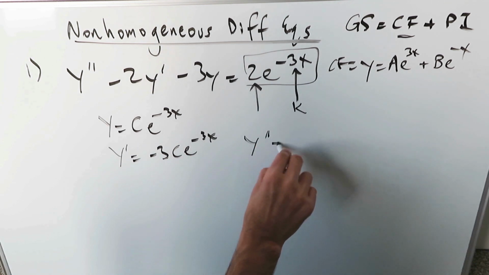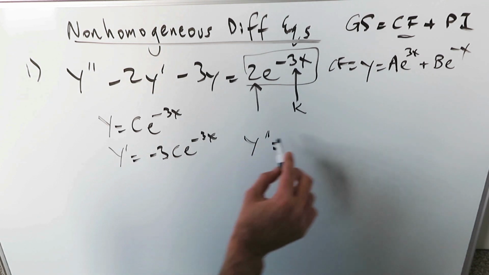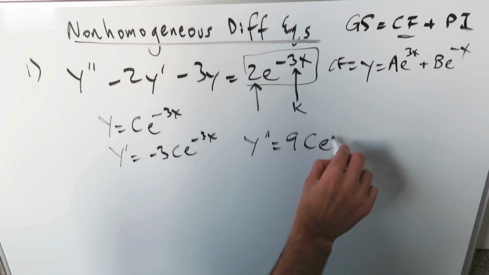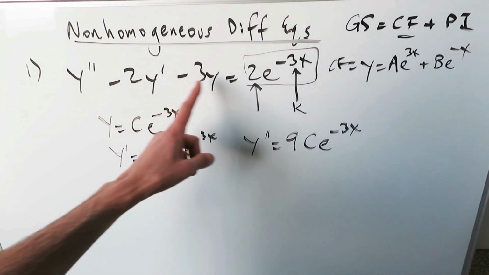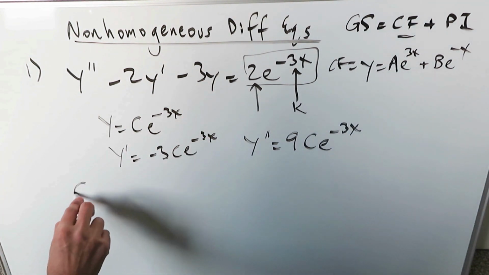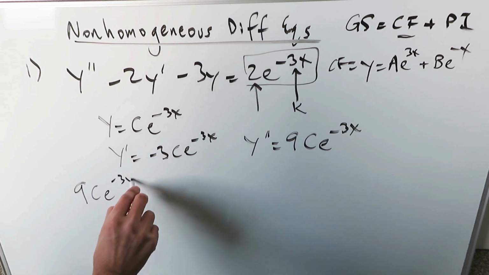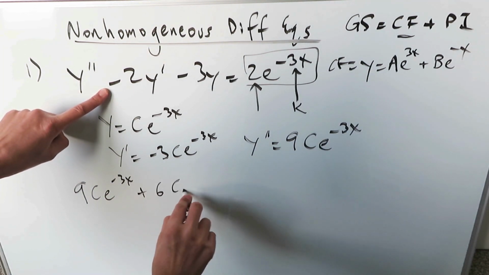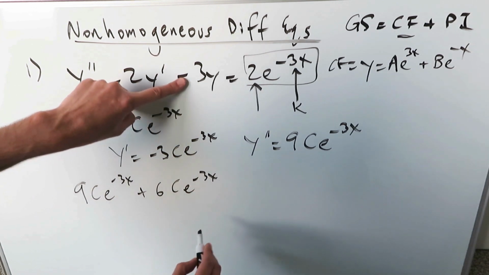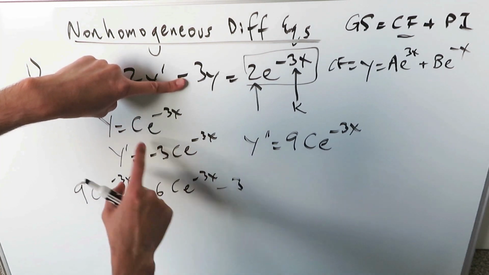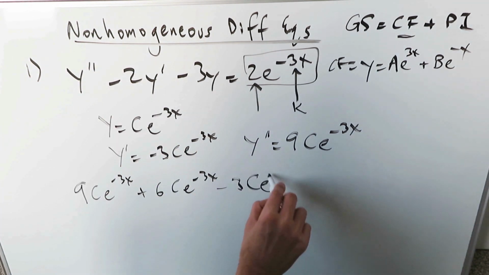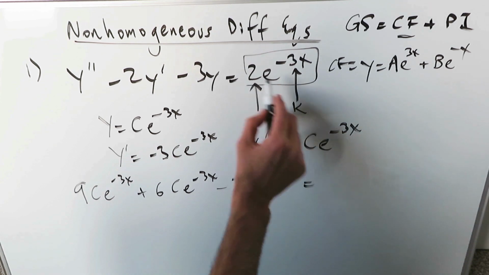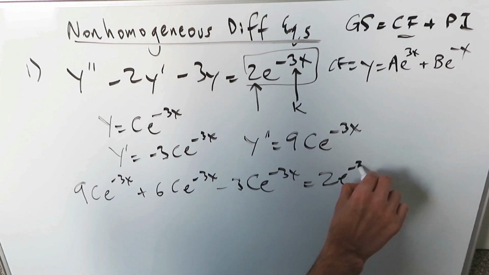The second order derivative using the exponential template will be 9c e to the power of minus 3x. Then you plug that in right here. You have your second order term, which is 9c e to the power of minus 3x. Minus 2 times minus 3 is a plus 6c e to the power of minus 3x. Minus 3y is minus 3c e to the power of minus 3x, which is equal to, now you're bringing the 2 e to the power of minus 3x.